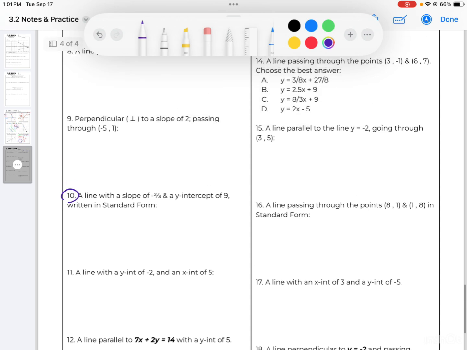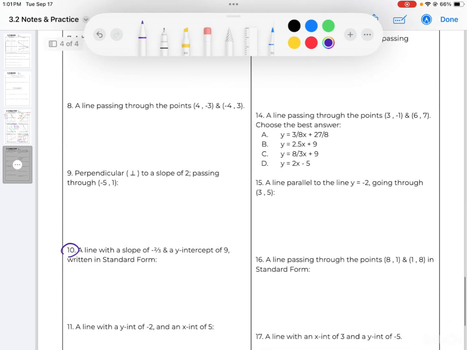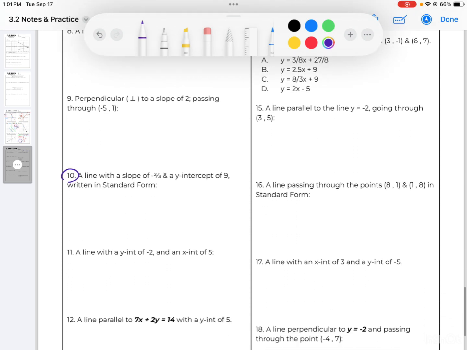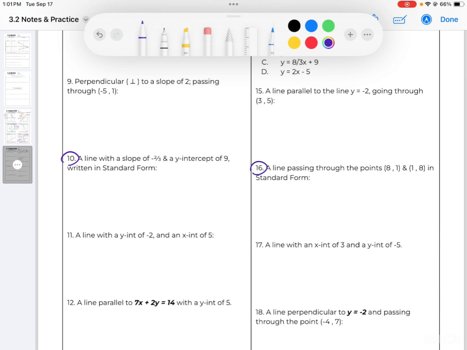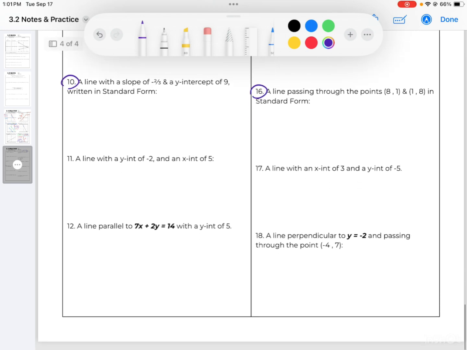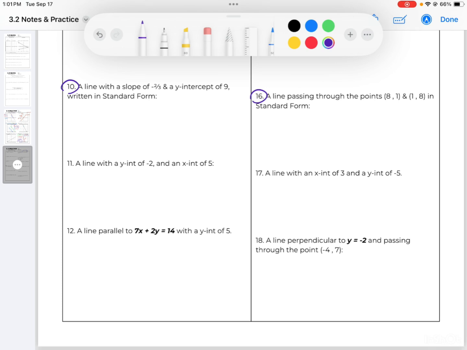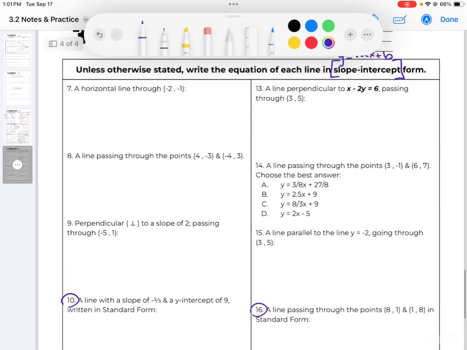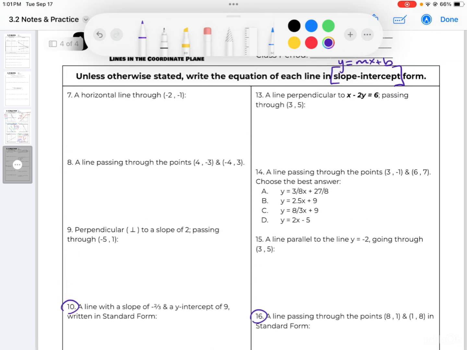11 and 12 don't say. 13, 14, 15, 16 says standard form. So it looks like those are our only 2. So everything else on here, unless I missed something, is going to be written in slope-intercept form. Now, initially, it may seem like these problems are not giving you enough information to solve them, but trust me, there is enough information in each of them to find your solution.